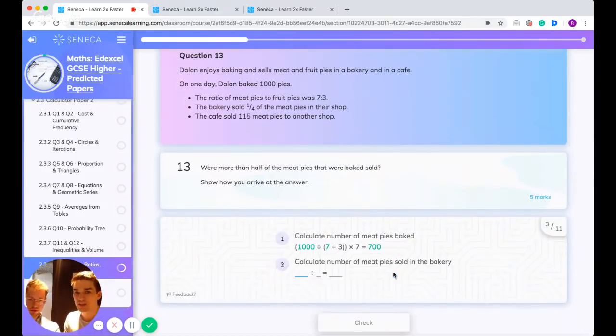Okay. So then we need to calculate the number of meat pies sold in the bakery. Now, if you go back to the question, the bakery sold 1/4 of the meat pies in their shop. So 1/4 of 700 is what we're going to look to do, and you can do that by 700 divided by 4.